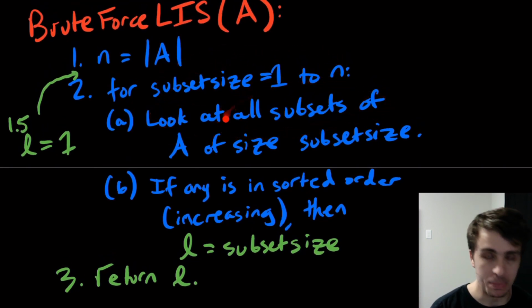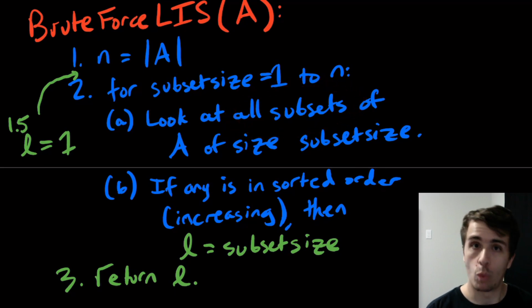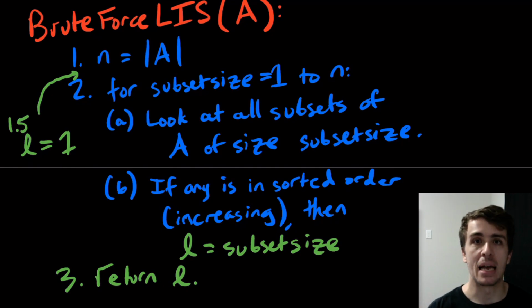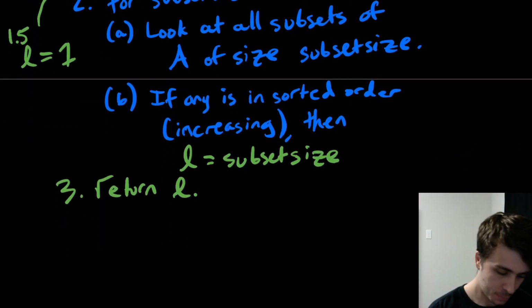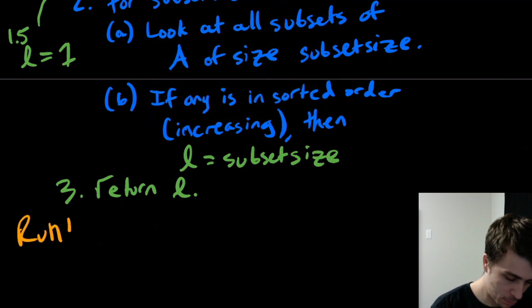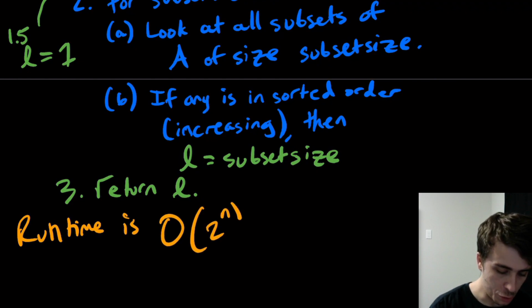Okay, so what is the number of subsets? Well, from discrete math, what we know is that if we have n elements and we look at every single subset, at worst, the worst case, I'm going to have 2 to the n runtime. So the runtime of this is big O of 2 to the n.